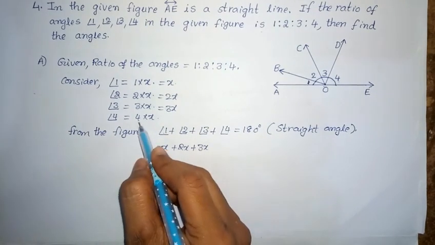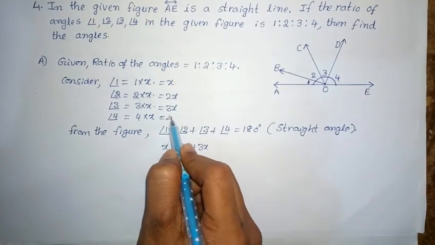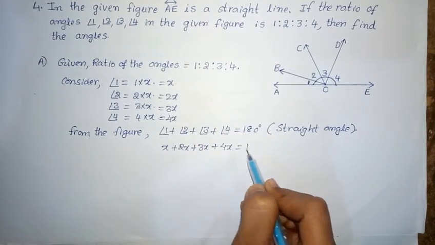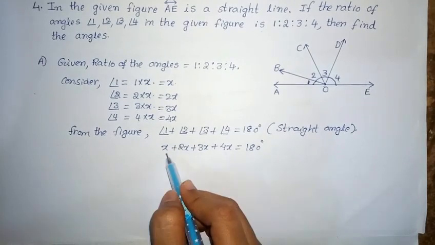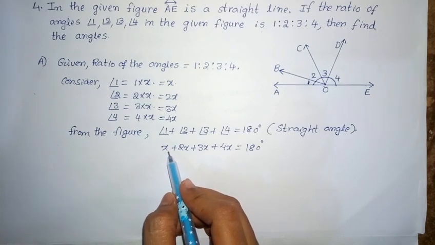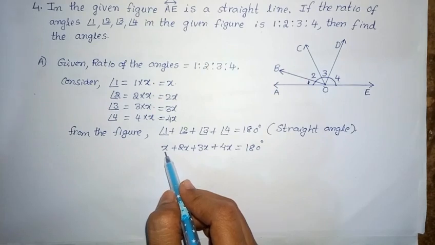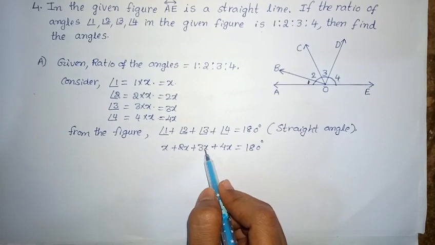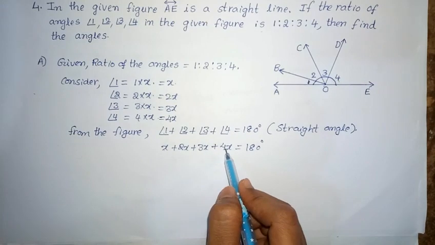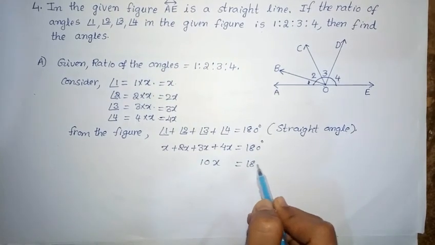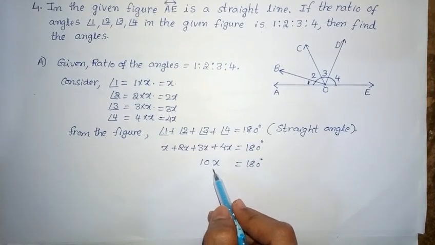Angle 4 is equal to 4 into x, that is 4x. So substitute angle 4 equal to 4x, it is equal to 180 degrees. So add these 4. So x plus 2x equal to 3x, 3x plus 3x equal to 6x, 6x plus 4x equal to 10x. So 10x is equal to 180 degrees. So from this find out the x value.